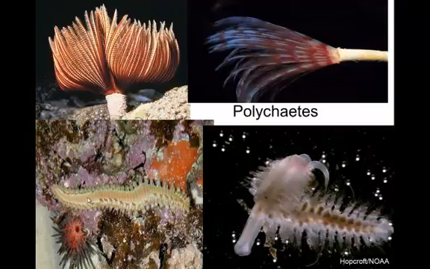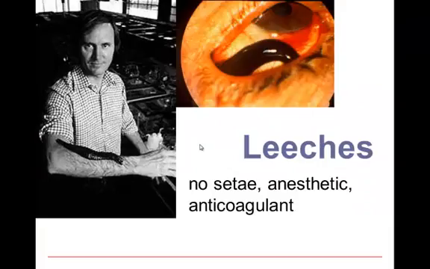And here we can see the segmental parapodia, the flaps on each segment, not on each appendage. And so the tube worms are typically filter feeders, and the free-living forms are often predaceous, but not exclusively so. Let's look at the third group of annelids, and these are the leeches.